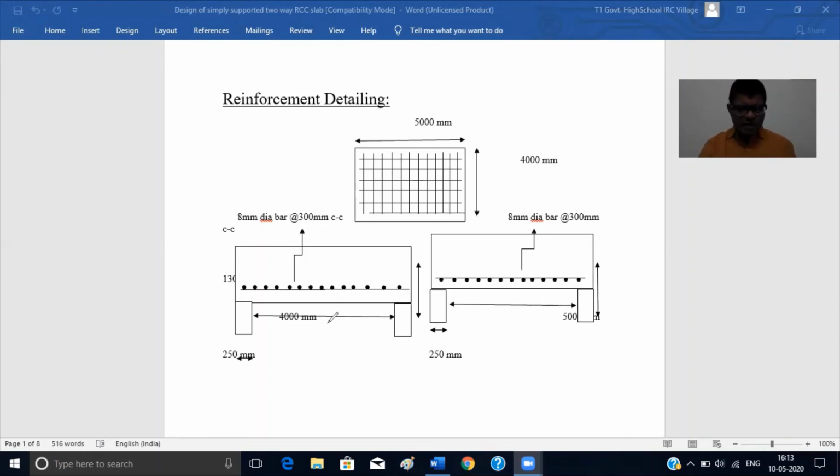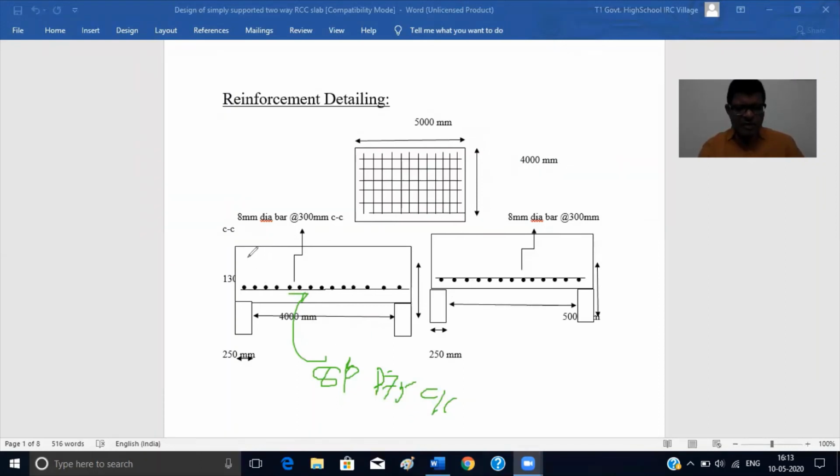So if you draw the cross sections, you'll find one is 4,000 and the other is 5,000 millimeters, and in both directions you find the steel. In one direction the main steel is here, and both steels are 8 mm at the rate of 175 millimeter center to center, and the other one is 8 mm at the rate of distribution steel.